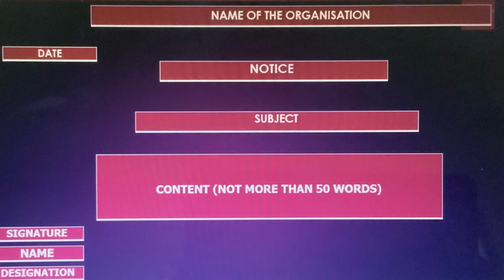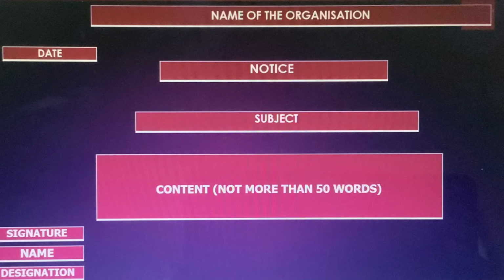In the closing section, again, I have written signature, name, and designation. Same sequence. You will not change the sequence. Now, most of the time, the students have a query that the designation was not given. In that case, what you need to do is, if you are drafting the notice for your school, whichever class you are studying in, you will mention that.